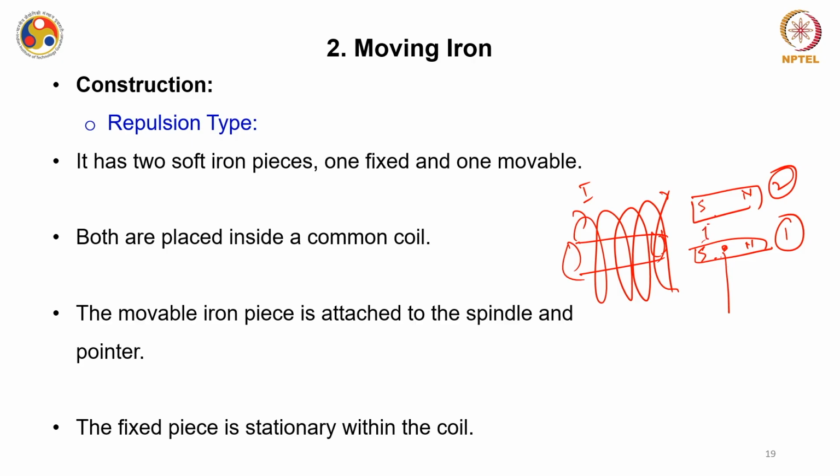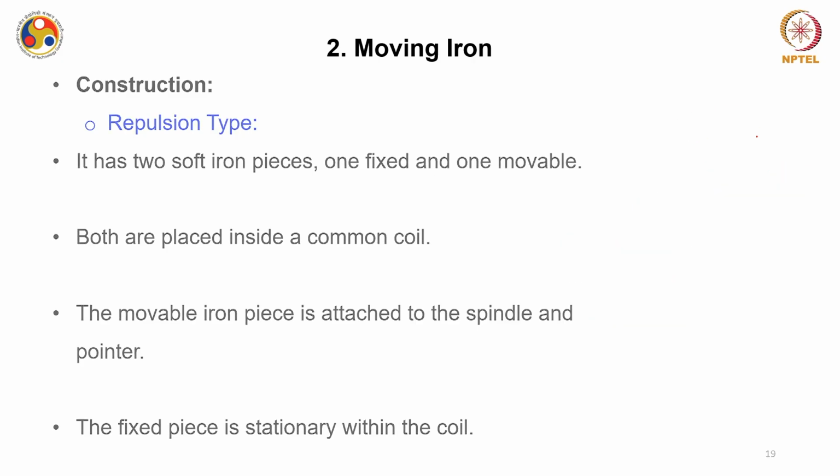Since both are placed in a common coil, the movable iron piece is attached to, say, a pointer, and any repulsion in this will be recorded as a pointer movement.